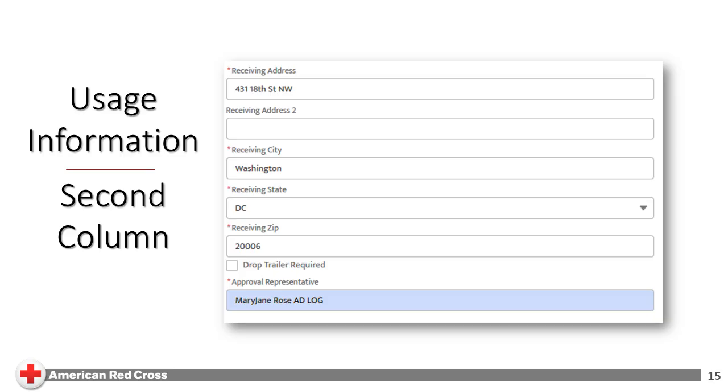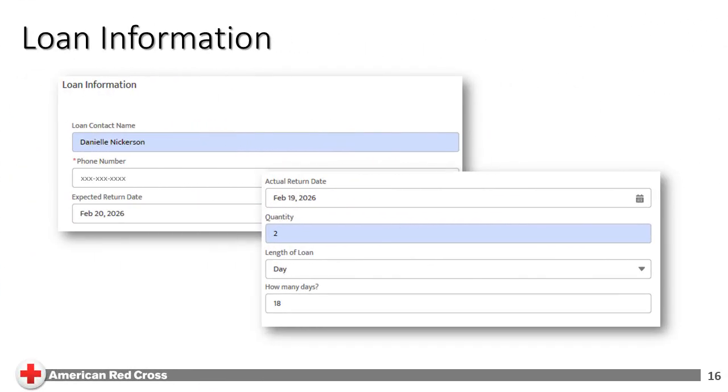Drop trailer required. Check box if required. Leave blank if live load. Approval representative. Enter authorized signer from the bottom of the 6409. Enter as name, gap, i.e., John Doe, AD Logistics. Fill out the loan information only if items are borrowed or rented.